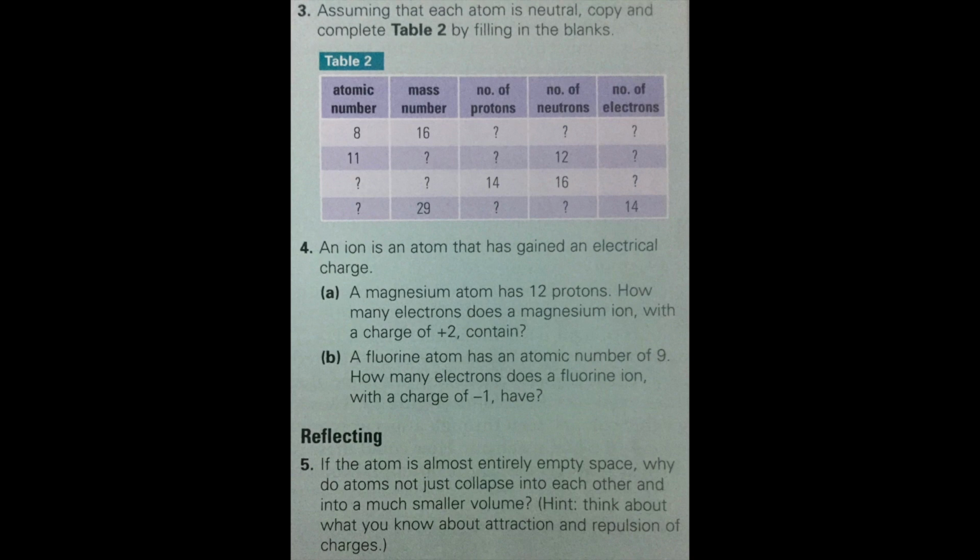Reflecting. If the atom is almost entirely empty space, why do atoms not just collapse into each other and into a much smaller volume? Hint: think about what you know about attraction and repulsion of charges.